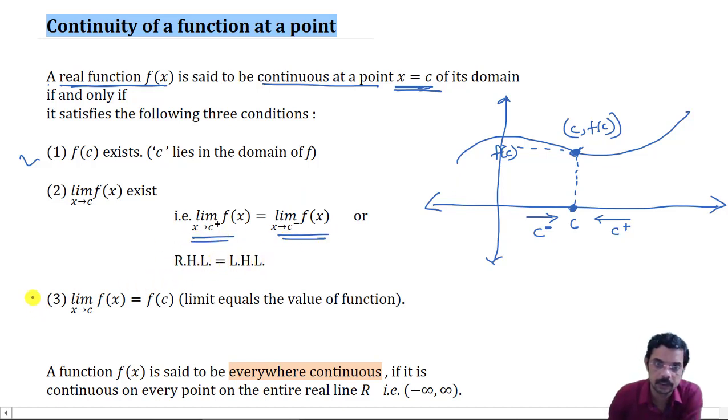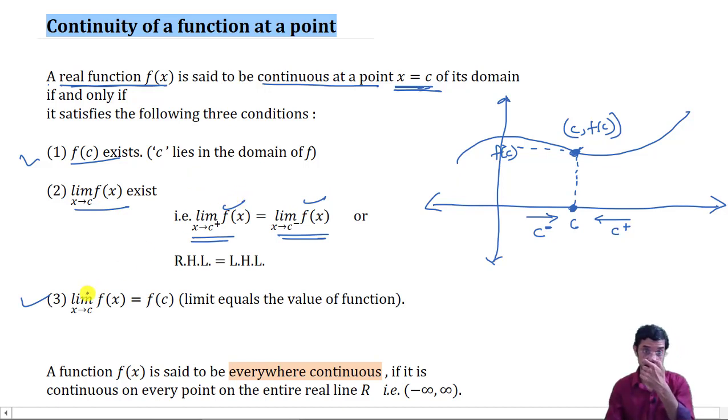The third point is that the limit of the function as x tends to c should be equal to the value of the function at c. That is, first we said that the function should be defined at c, f of c should exist. Second was that the limit of the function exists. By definition of limit, we say that the limit exists if both the left hand limit and the right hand limit exist.